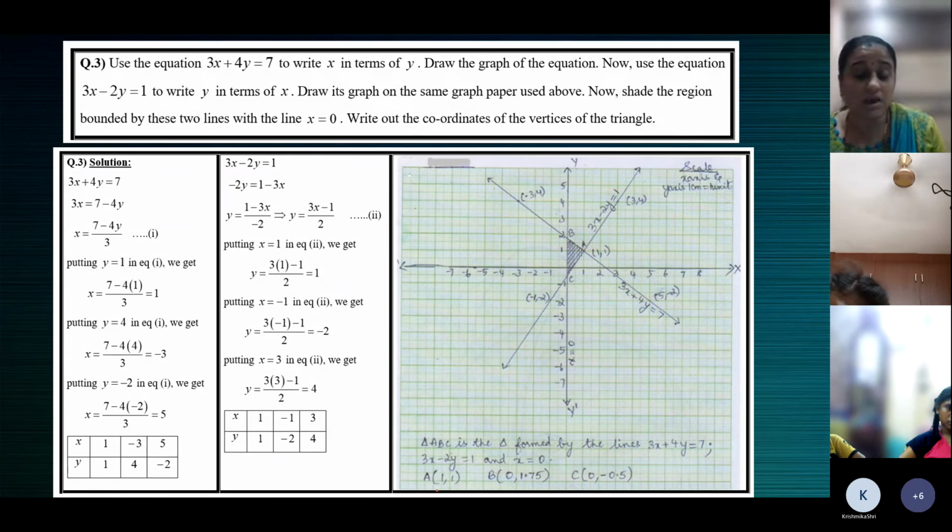So I have written it out here. 1, 1, then 0.175. Maybe it's between 7 and 8. And 0.0, minus 0.5. You can check it. 7.5 means maybe the line is between the 7th division and the 8th division.